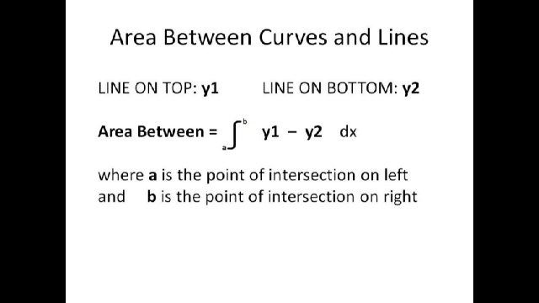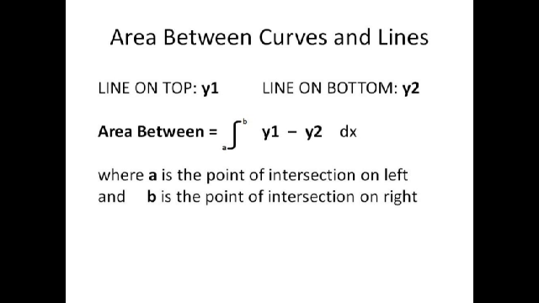I went through that quite quickly, so I'm just going to run through it again. You do y1 minus y2, you integrate that, and then you sub in your value of b, write down what you get, sub in your value of a, write down what you get, and then take the one with the subbed in value of a away from the one with the subbed in value of b. Make sure you get all your integration right, because that's the easy marks.